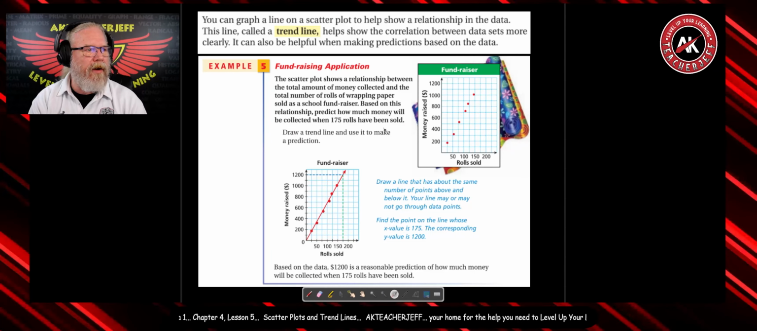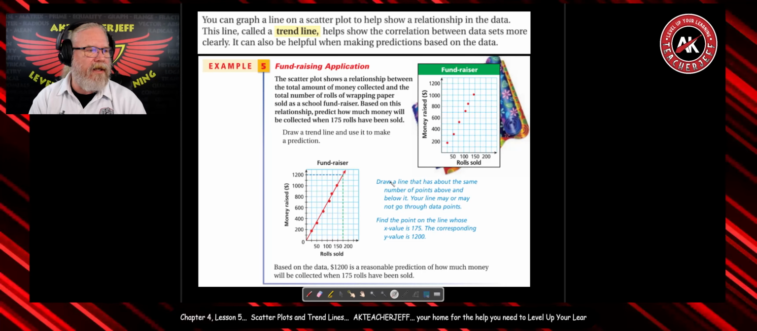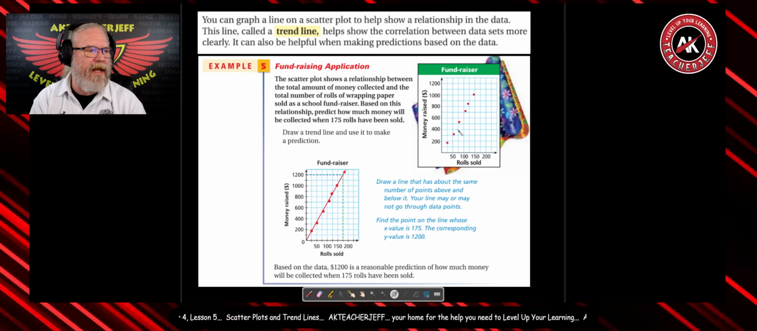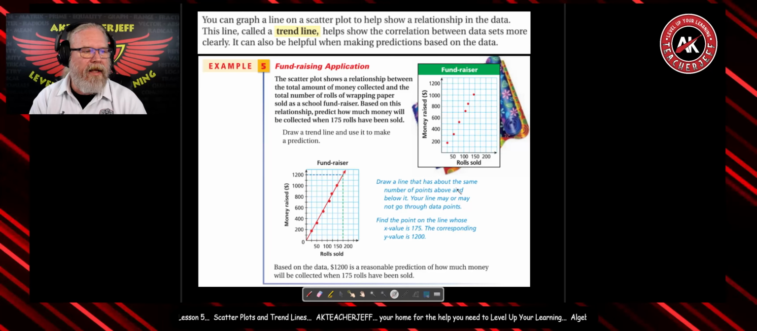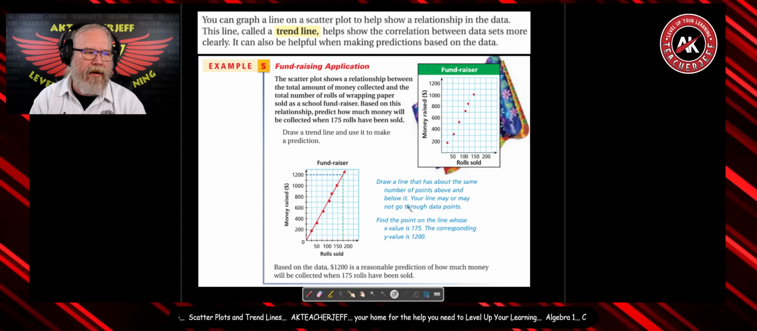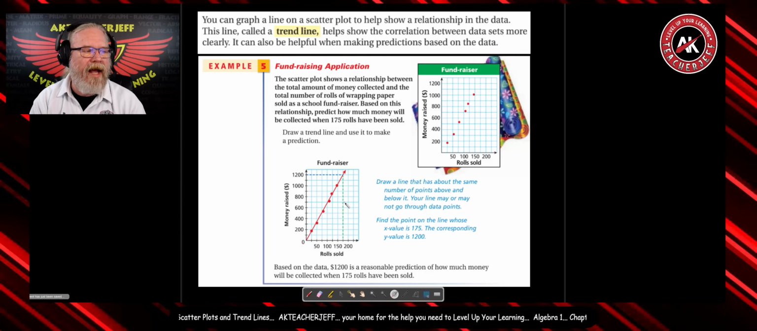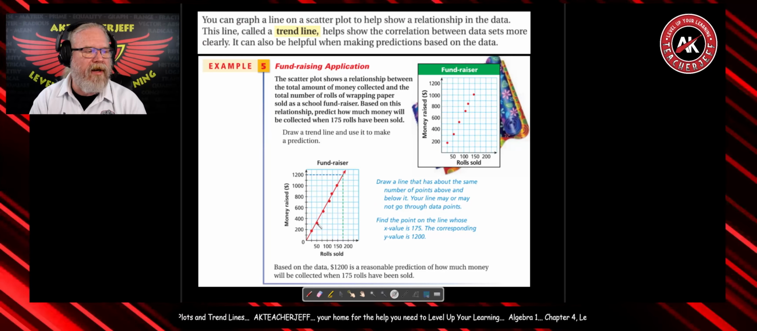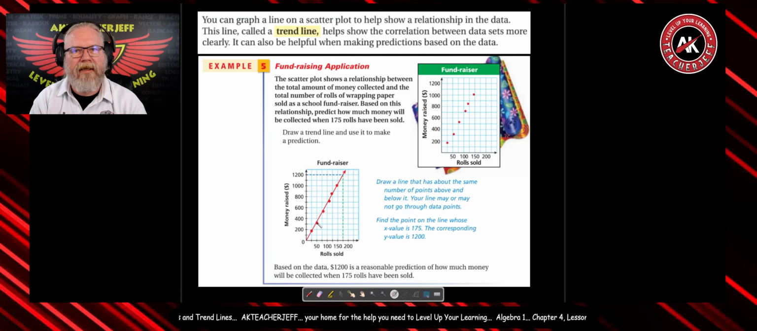So we want to go ahead and first graph everything out, right? It says we graph it all out. Here's a graph here. Well, actually, this graph we've been given. So we're going to take that graph and we're going to draw a line that has about the same number of points above it and below it. Your line may or may not go through the data points. It doesn't have to go through. You want it to be a line, if you start making curves, that's not it, right? So you just try to get about the same amount above it, the same amount below it.